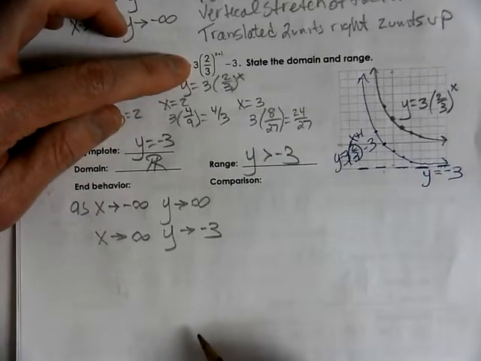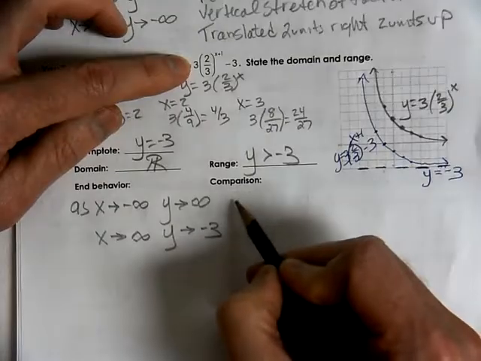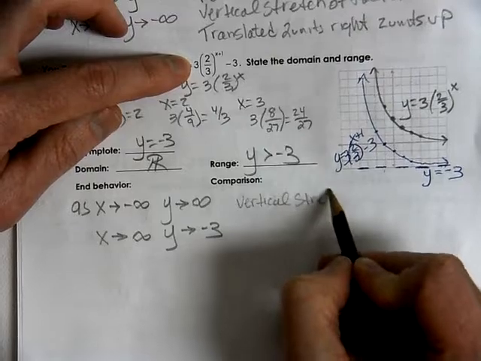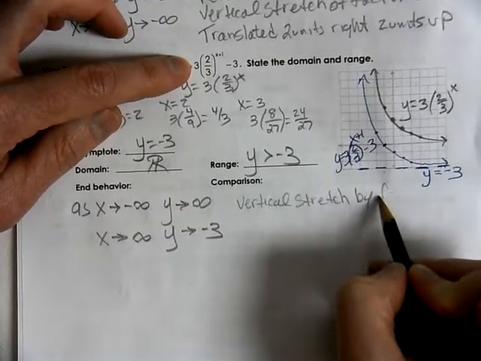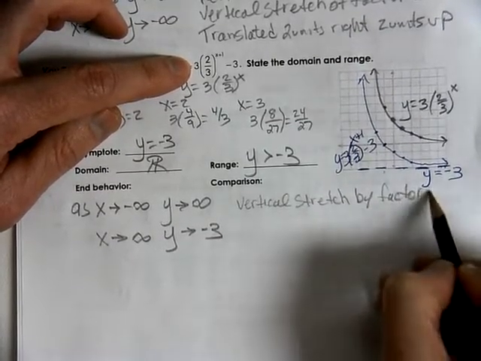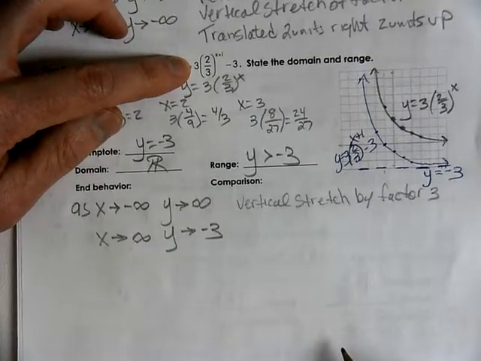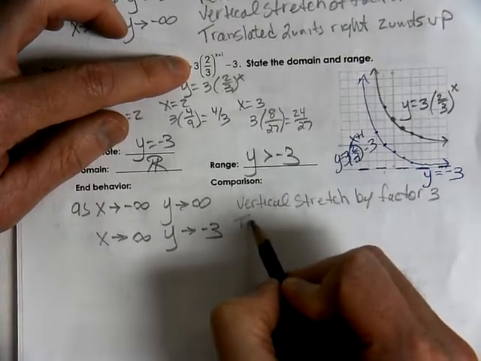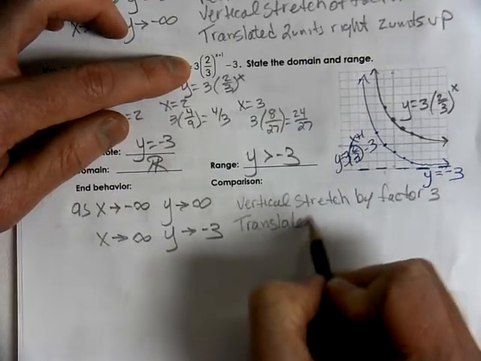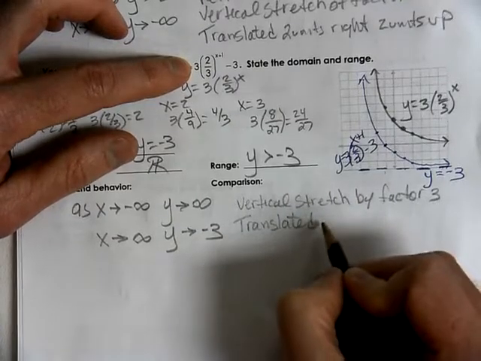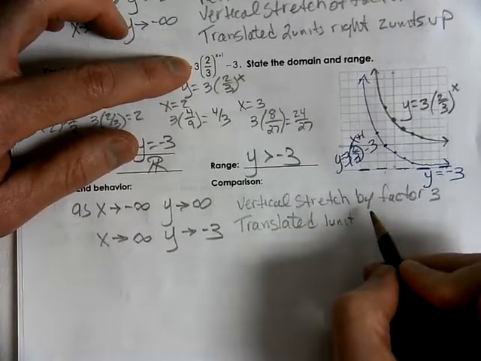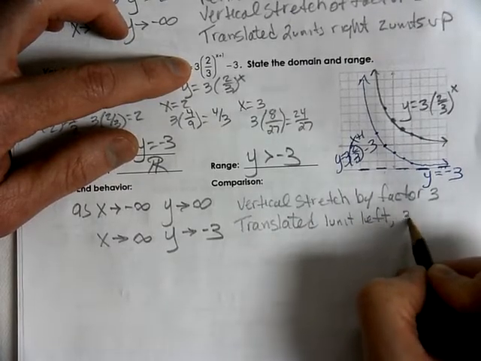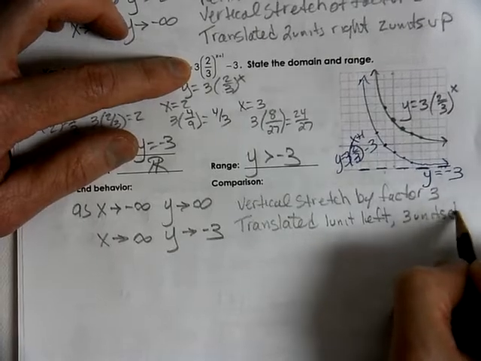We do not have a reflection. We have a vertical stretch by a factor of 3. We are translated 1 unit left and 3 units down.